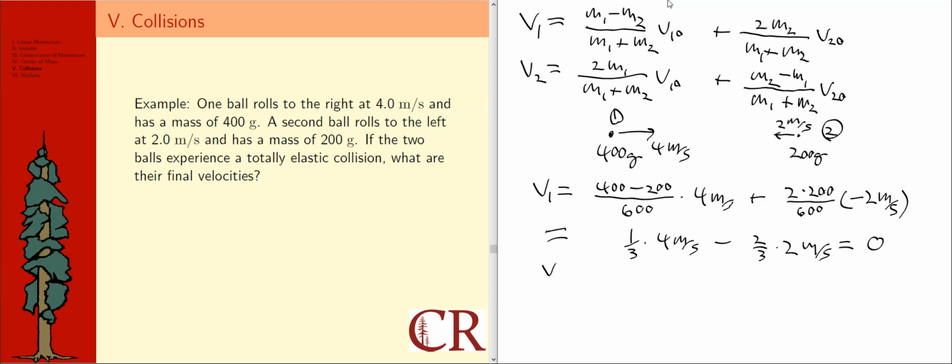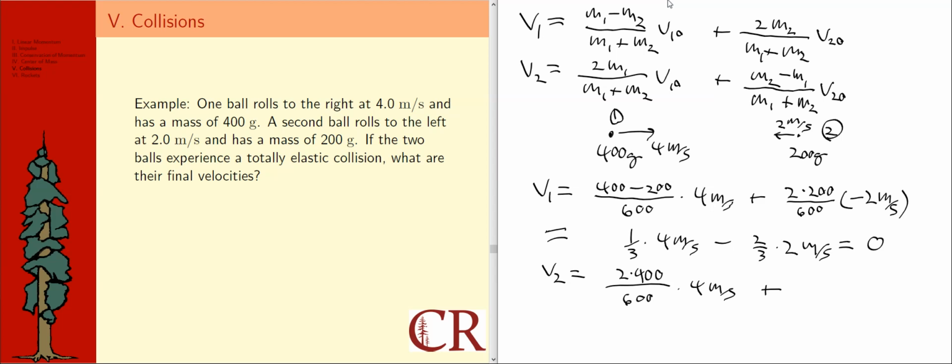Let's look at the second one. It says V2. We're going to use that second formula there. And okay, so that's going to be 2 times 400 over, it's always over total mass, so 600, times 4 meters per second. You know, at some point you realize there's a pattern to these, right? And you just got to make sure not to mix up any parts, I guess.